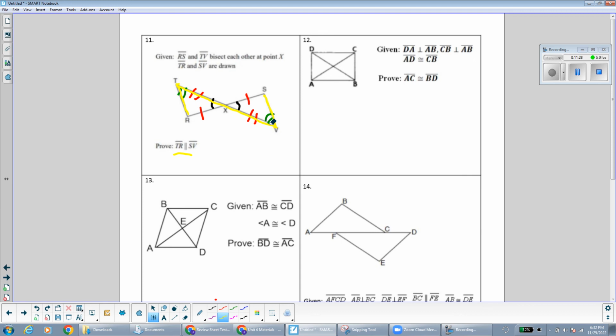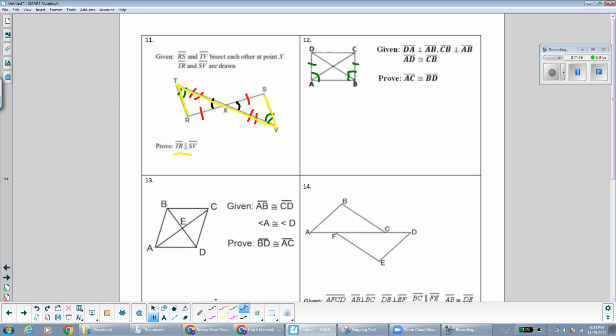And then finally, we can say that TR is parallel to SV because if we have congruent alternate interior angles, that makes the lines parallel. Moving on, DA is perpendicular to AB. That means they form a right angle. CB is perpendicular to BA. They form a right angle. And AD is congruent to CB.